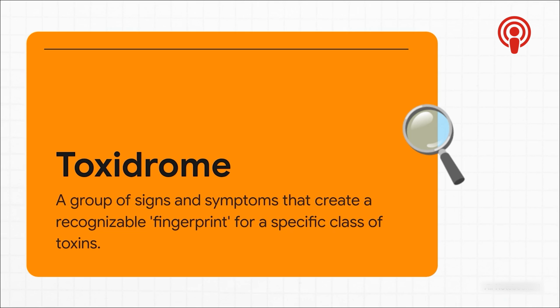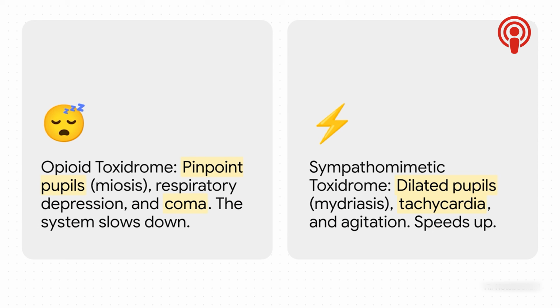Just think of a toxidrome as a poison's unique fingerprint. Different types of drugs mess with the body in very specific, very predictable ways. So by looking at the pattern, the heart rate, the pupil size, the skin temperature, a doctor can take a massive list of potential suspects and narrow it down to just a few key players. And get this, these fingerprints can be total polar opposites.